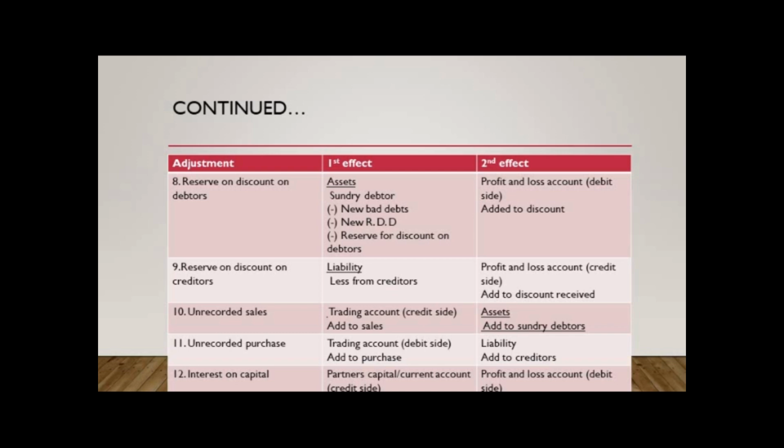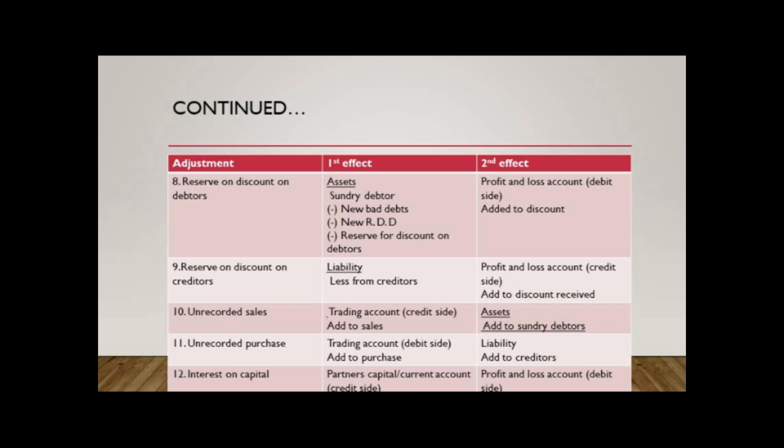Now see the second effect, P&L debit side, that is profit and loss account debit side. If discount is given in this sum, then this amount is going to be added into discount, that is to discount on debtors. We will add it and the amount will come in outer column. If discount is not given, we will just write to discount on debtors and the amount will come in outer column.